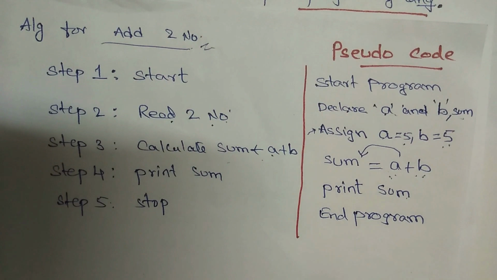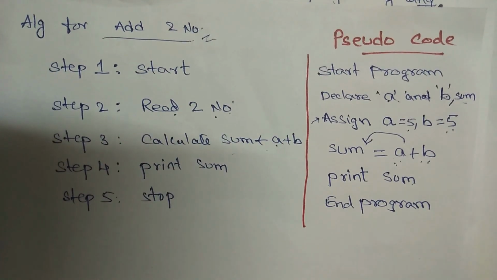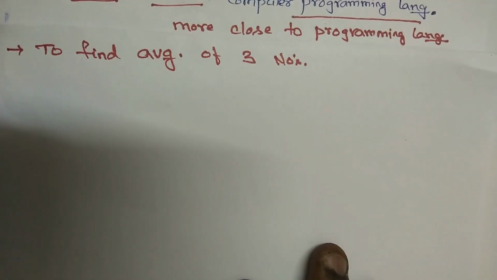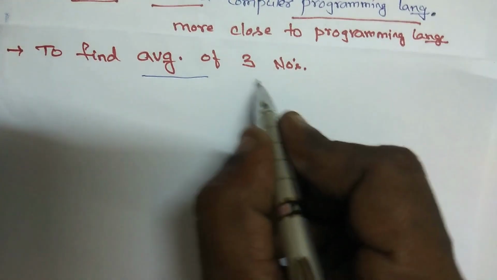I think all of you are clear. Okay. I am going to write the pseudocode to find the average of three numbers.